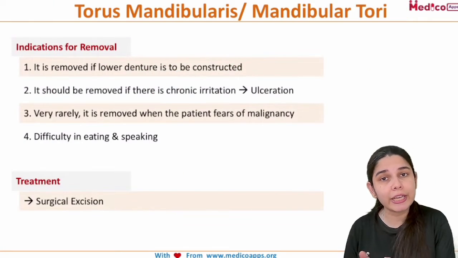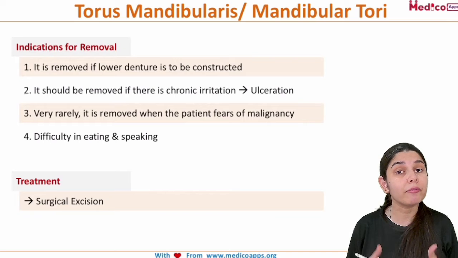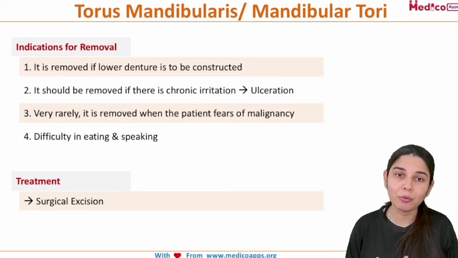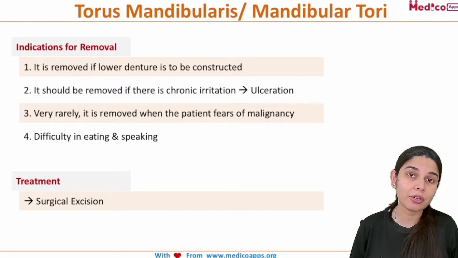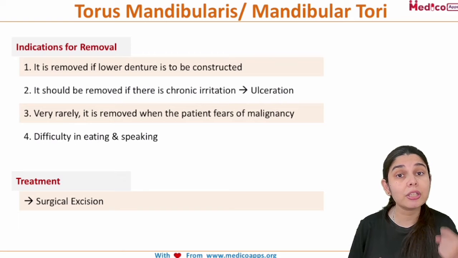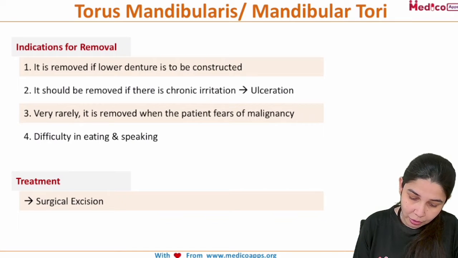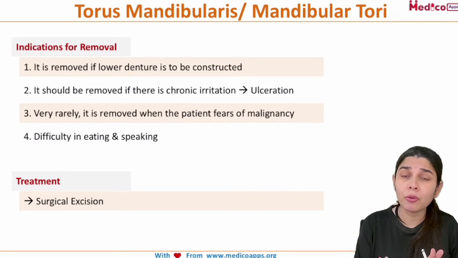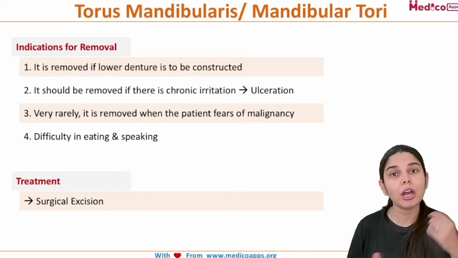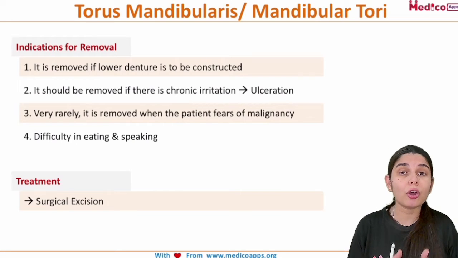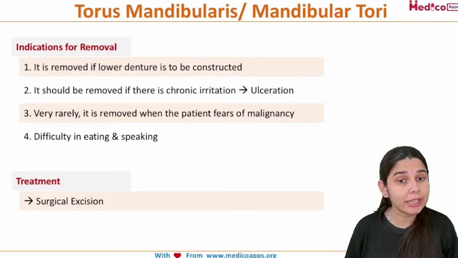So what are the indications? When are we going to remove this Torus mandibularis? There are a few important indications for when it is required to be removed. The first indication is in the case of construction of a lower denture. Second, if the patient is constantly complaining of chronic irritation, that might lead to recurrent ulceration in the mouth and also in the tongue area.